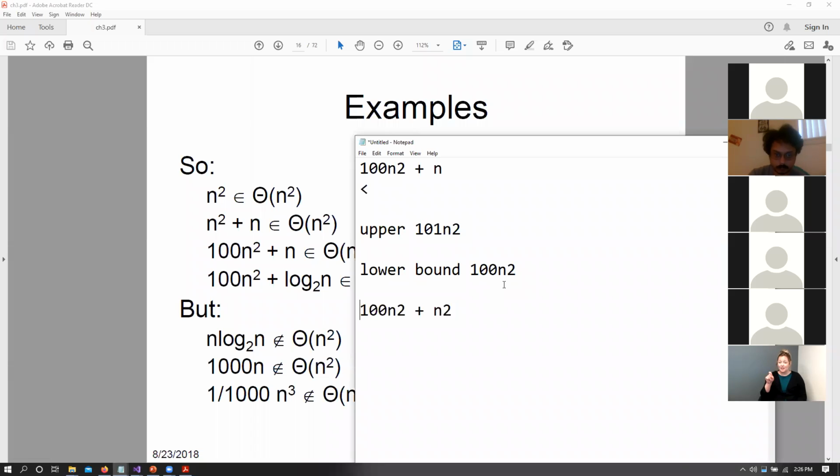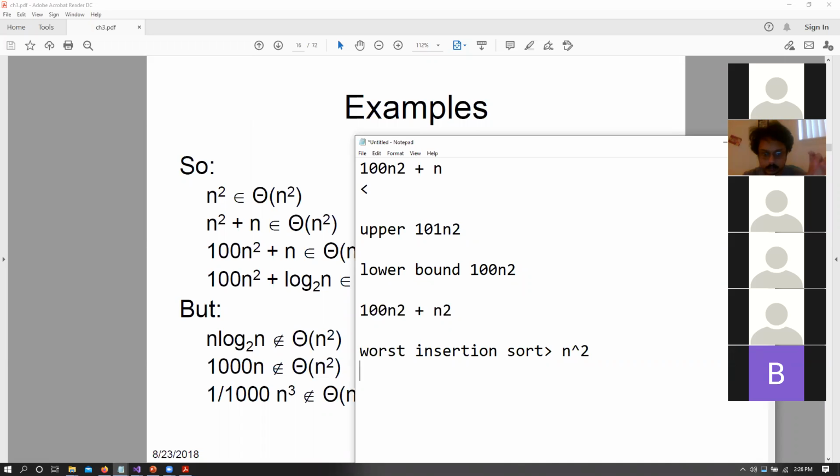Since all of you are so good at algorithms, can someone tell me what is the worst case complexity of insertion sort? N squared. N squared, very good. And what is the best case complexity of insertion sort? N. N. So given this, can we say that insertion sort is big theta of n squared?